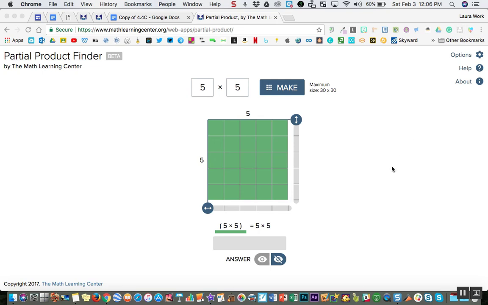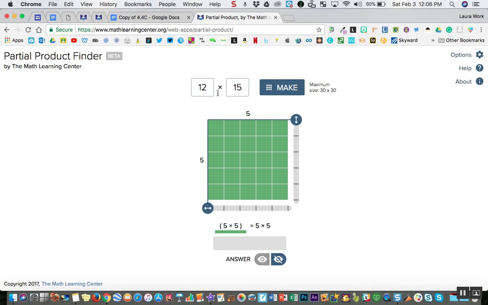Now let's learn how to use the partial product finder to help us solve 2-digit times 2-digit multiplication equations. I'm going to use the same equation that I used in the last video, which is 12 times 15. And I want you to notice over here that this partial product finder will only allow your equations to go up to 30 by 30. So you're going to have to keep your numbers below 30 by 30.